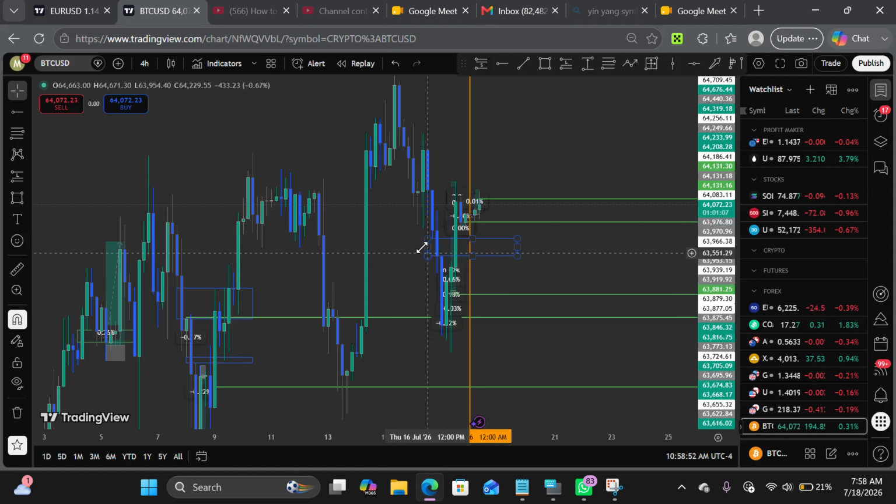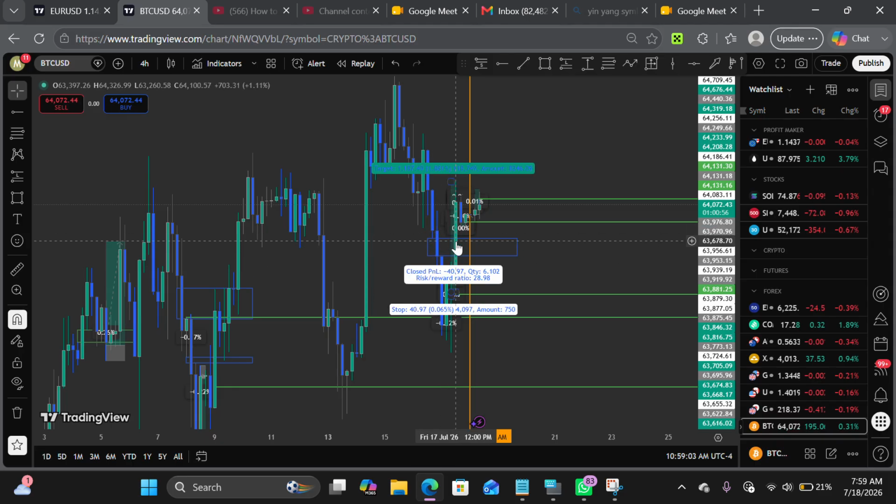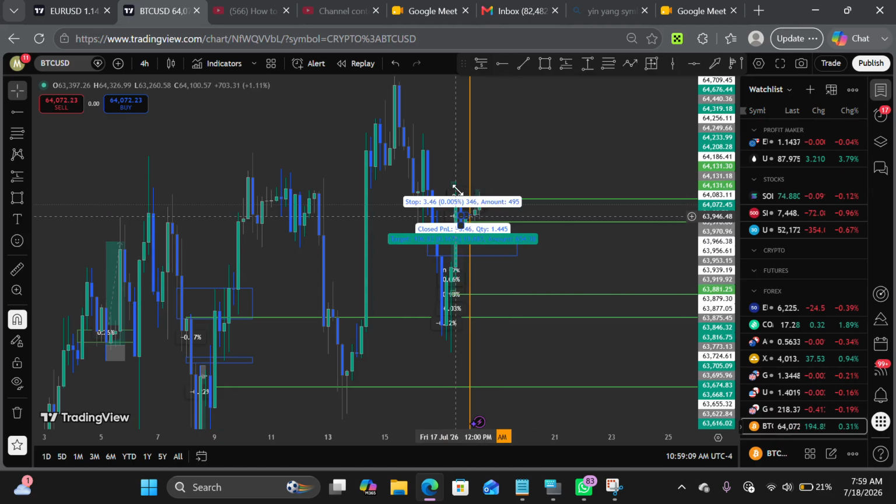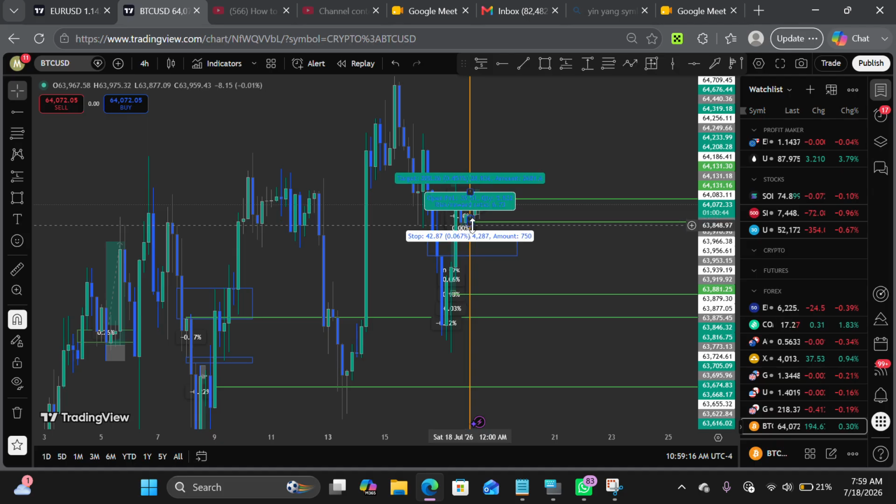Now, as you can see, going into Saturday, I saw that we were disrespecting a bearish array right here on Friday. We inversed this bearish array. So since we were inversing this bearish array, what I was basically looking for going in on Saturday was longs.